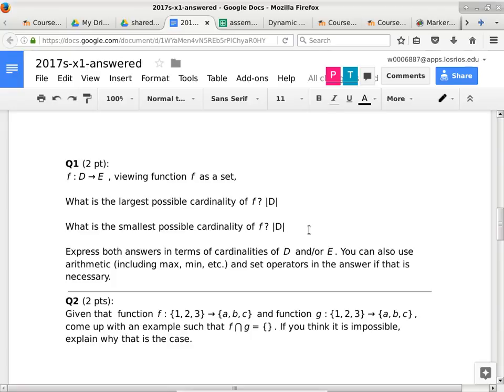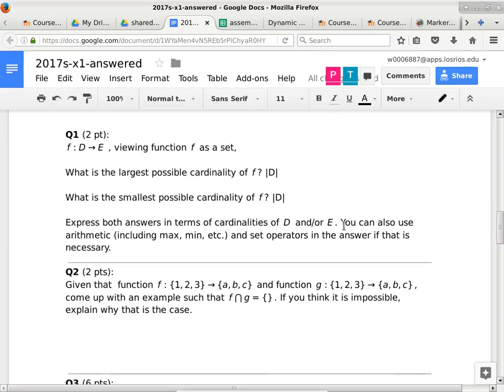Can they all map to the same thing in the codomain? Sure, I don't see why not. Can they all map to all unique elements in the codomain? Yeah, that's fine too. But they have to map exactly once. So that's why |D| is the answer to both of those questions. So the rest is really to throw you off. You can use max, min, any set operators, and so on and so forth. That's just completely to throw you off.